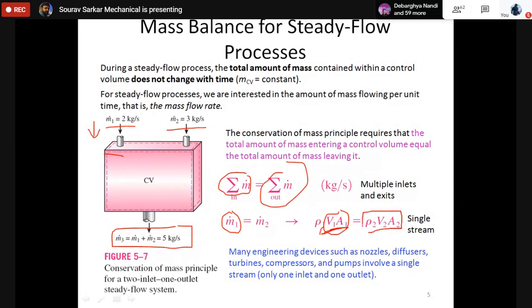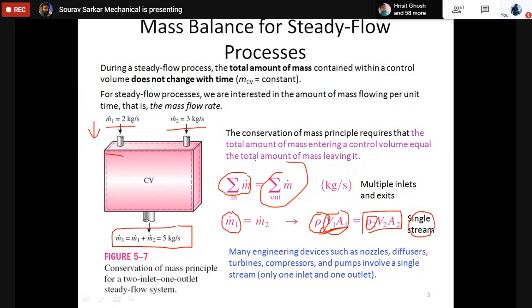It is happening for a single stream. If there is only a single stream, I can write down that the mass of inlet equal to mass of outlet. But there is one assumption. What is that assumption? What I am saying is that this rho 1 and rho 2 may be different or may be the same.